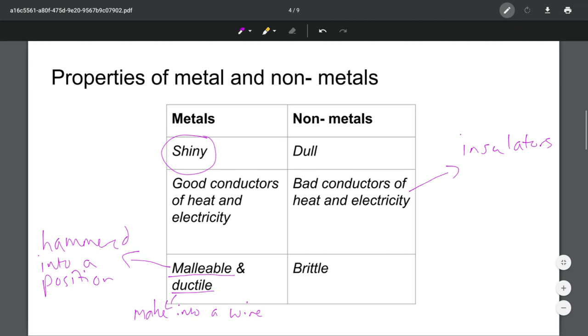Now brittle is the kind of opposite to malleable. So if you think about a glass milk bottle, if you smash that with a hammer, then it is going to smash into lots and lots of pieces. It's not going to be malleable and able to be hammered into position. It's just going to break. It's going to splinter. So that's what brittle means. Okay, so it is. What should we say?